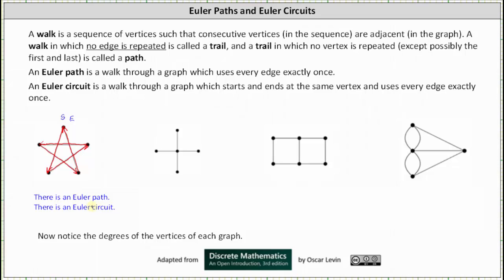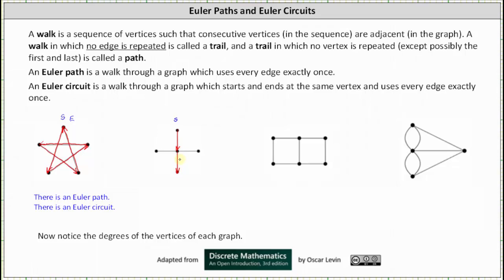Looking at the next graph, let's start the walk at the top vertex. And now we walk through the graph and see if we can use every edge exactly once. So we can go down. We need to decide whether to go left, right, or down. In this case, it doesn't matter. Whichever direction we go, we get stuck. We cannot continue the walk unless we repeat an edge, which is not allowed.